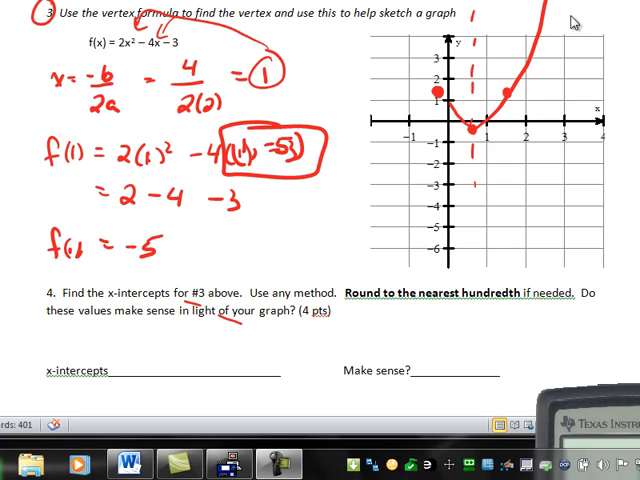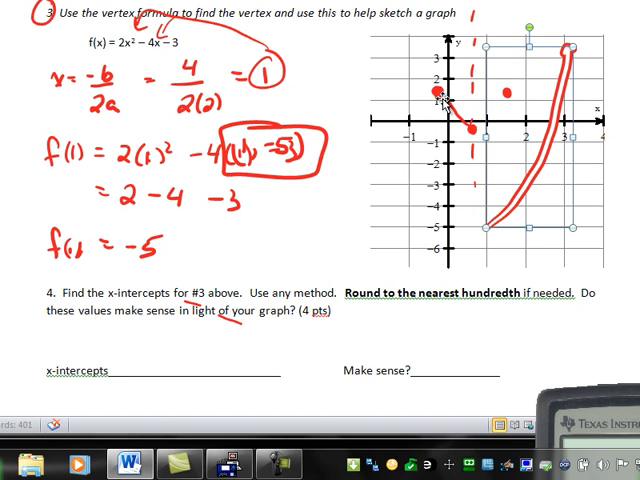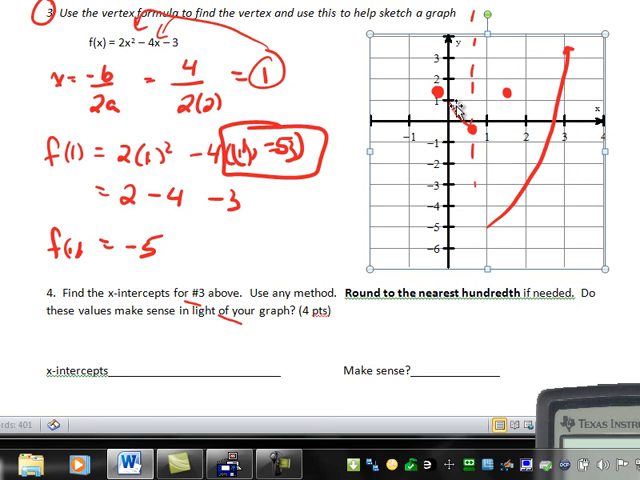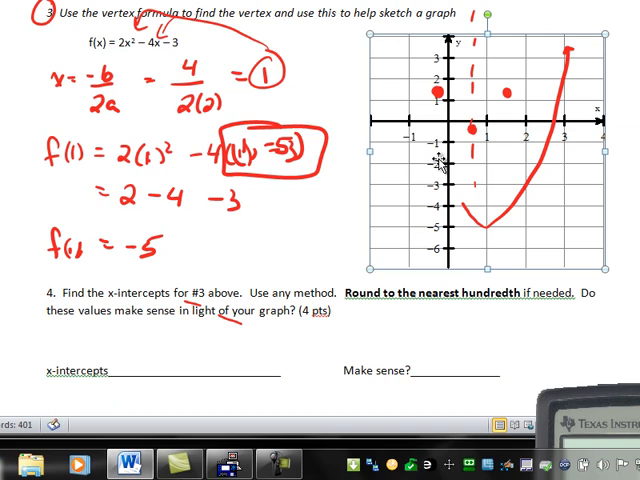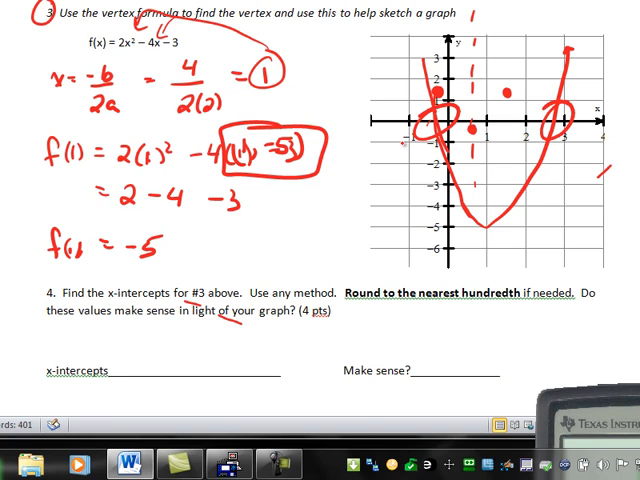And it looks like my graph got all messed up over here, because the vertex was down at 1, negative 5. I'm not sure how all that happened. The thing kind of got slid around. Let me just sketch that back on. Okay, so it looked better when I first did it. Okay, so what are these x-intercepts here?